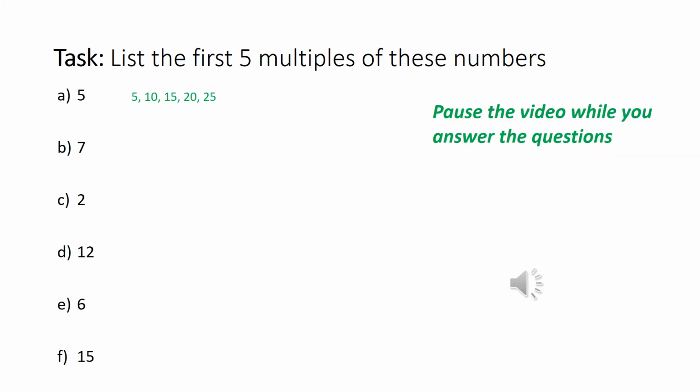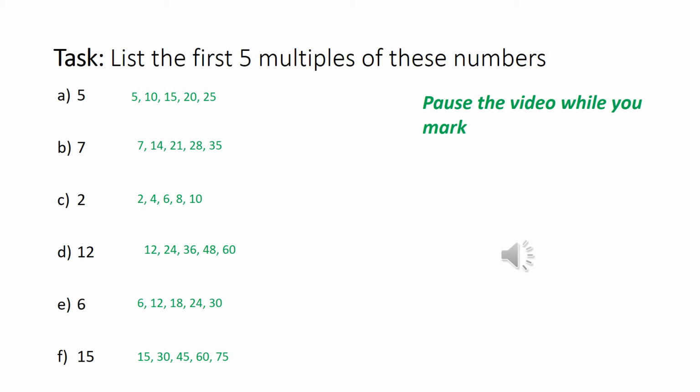Your next task is to list the first 5 multiples of each of these numbers. I've done the first one for you. So the first 5 multiples of 5 are 5, 10, 15, 20, 25. F is a little bit of a challenge, so see how you get on with that one. Pause the video while you answer the questions. How did you get on? Pause the video while you mark.